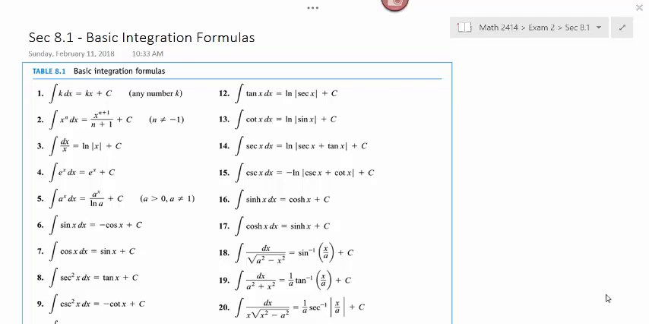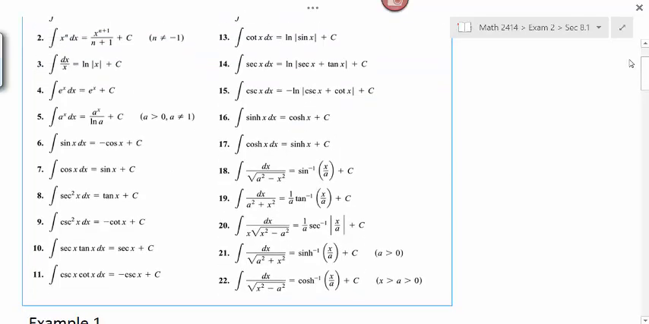Section 8.1 is a review of basic integration formulas. All of the formulas that you see right here in this table, these are integration formulas that you should have memorized. I don't stress these a whole lot, the inverse trig functions, and I don't use the hyperbolic trig functions at all in this course other than give them honorable mention.